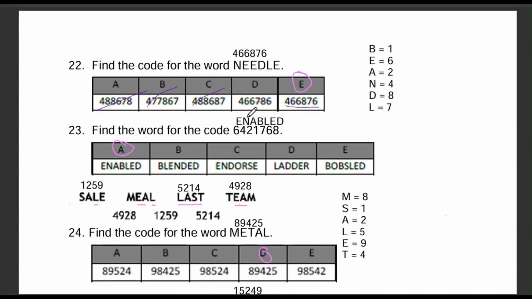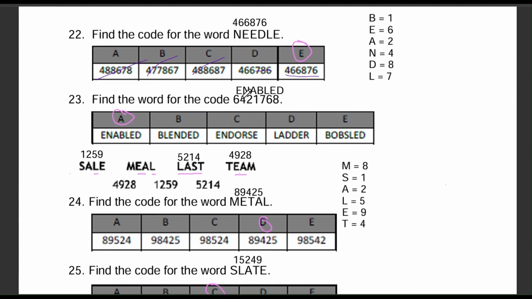Question 23. Find the word for the code 64211768. Our options are A, enabled, B, blended, C, endorse, D, ladder, E, bobsled. The correct answer is A.